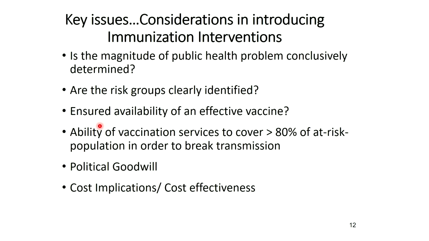Issues that need to be considered when introducing immunization intervention in most communities are: one, is the magnitude of the public health problem conclusively determined? Are the risk groups identified? Is an effective vaccine available? The ability of vaccine services to cover more than 80% of the at-risk population in order to break the transmission, and is there political goodwill? Lastly, what is the cost implication?